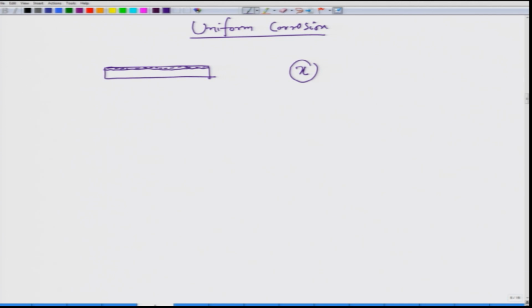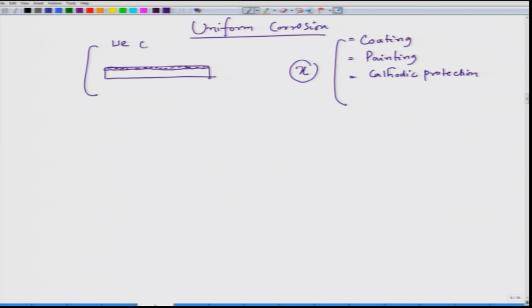If we consider other forms of corrosion, the protection routes we mentioned are coating, painting, and cathodic protection, all those possibilities are there. And the main advantage is we can easily calculate life.